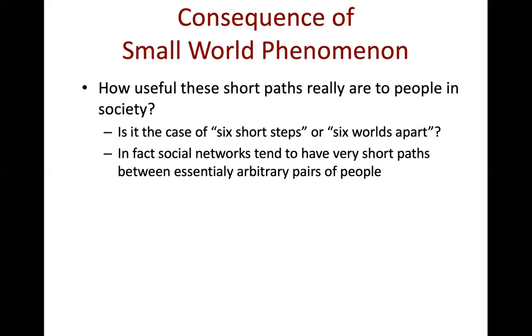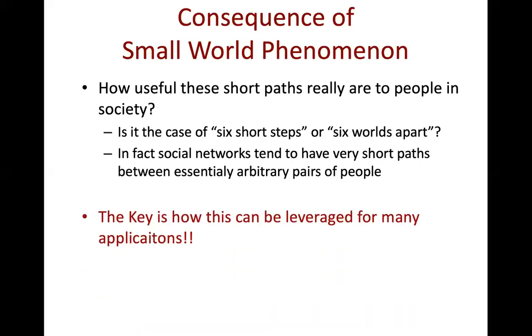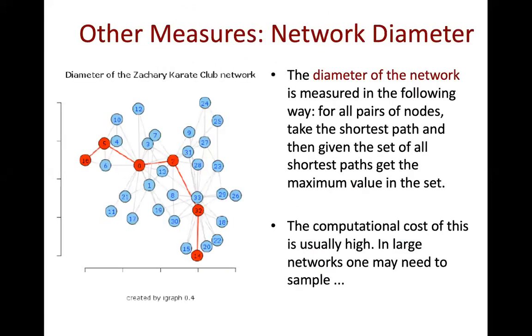So how useful is this pattern in reality for people in society, right? In the case of six short steps, or six degrees apart, social networks tend to have a lot of very short paths between essentially different random types of people. And of course the key here is how we can leverage this for different applications, right? How we can make sure that this phenomenon is actually used by us, by social network algorithms, to do a better job in whatever application we could imagine.